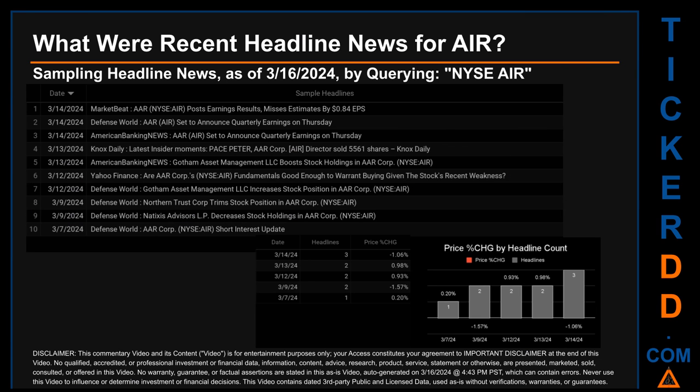What were recent headline news for AIR? Today, Saturday, March 16, 2024, I sampled one of our news aggregators for latest headlines for this ticker. I did so by searching specifically by a keyword that may appear, broadly, in the title or the body of discoverable news articles. The keyword that I used was a combination of the exchange and the ticker symbol, NYSE: AIR. The results show 10 unique headlines, published across 5 unique dates. Publication dates span 7 days.